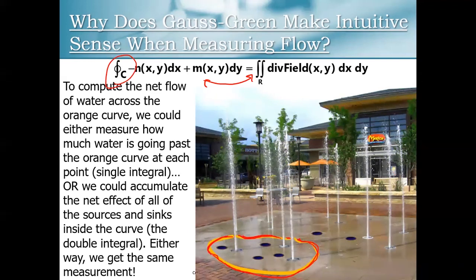Your other option is to do a little rate in, rate out problem, right? You look at the rate at which water is coming out of these sources, and you look at the rate at which water is flowing into these sinks, and you accumulate that over the interior. The net effect of that rate in, rate out problem, the accumulation of the divergence, should give you the same calculation.